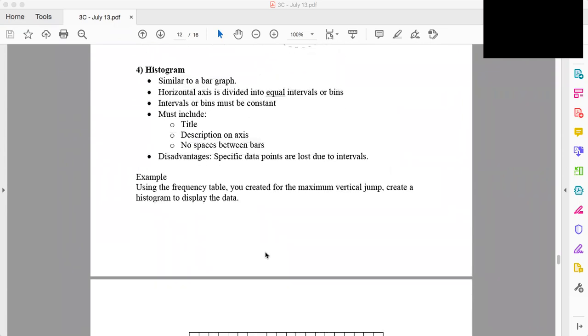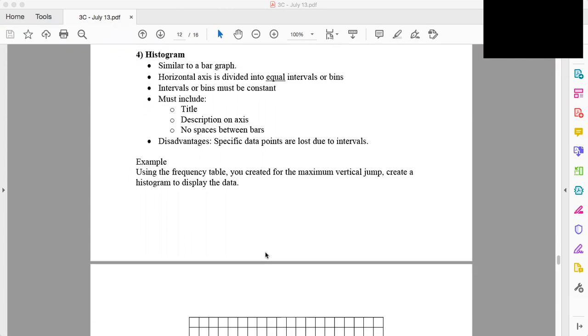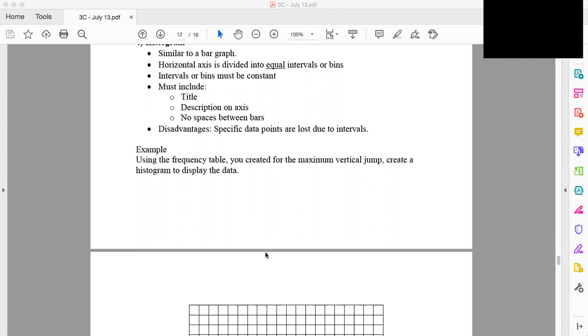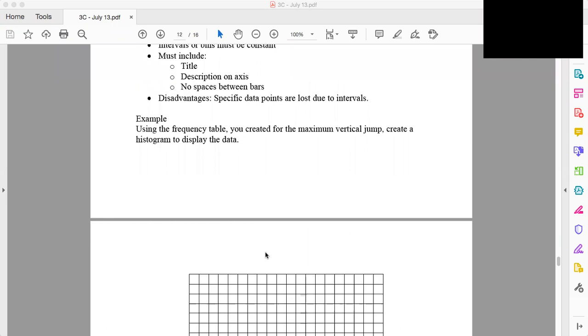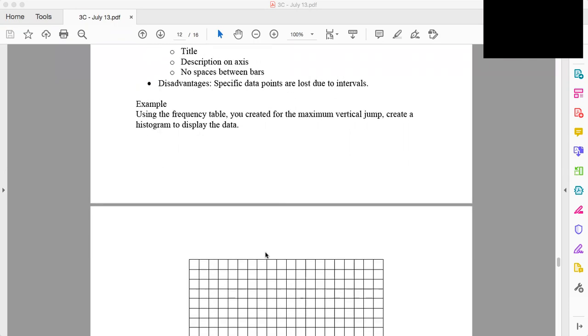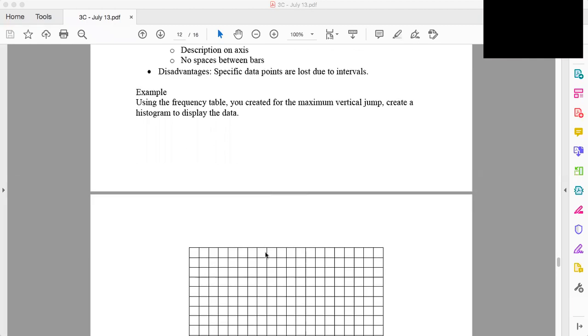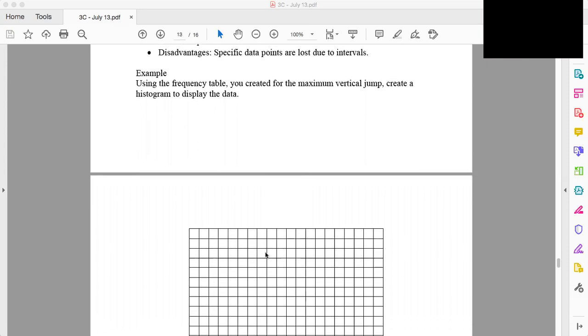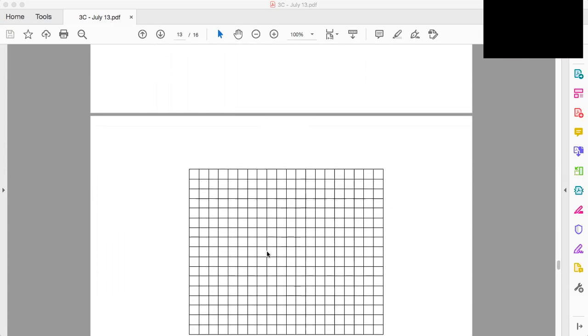And then we have our last one, which is a histogram. It's similar to a bar graph. The horizontal axis is divided into equal intervals or bins. Intervals or bins must be consistent. You must have a title and a description on the axis. There are no spaces between the bars. That's the difference between the bar graph and the histogram: the bars are glued together. Disadvantages: the specific data points are lost due to intervals. It's the same thing as your frequency table.